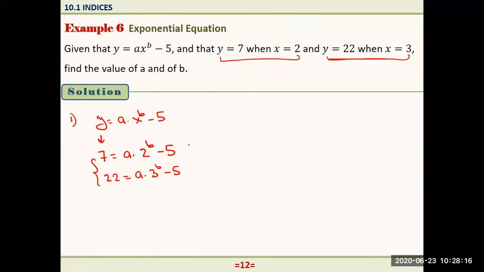If you simplify this, what do we get? Take 5 to the left-hand side. Here we have a times 2 to the power b equals 7 plus 5, that's equal to 12. For the second equation, add 5 to both sides: 22 plus 5 is 27. So a times 3 to the power b is equal to 27. Here we have two equations and two unknowns. How can we find them? By doing either substitution or elimination, right?